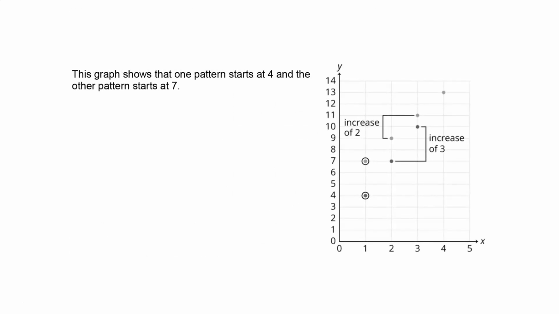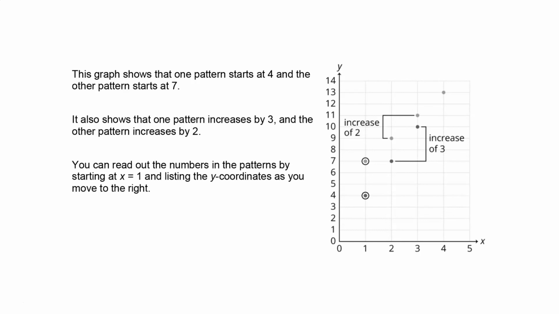This graph shows that one pattern starts at 4 and the other pattern starts at 7. It also shows that one pattern increases by 3 and the other pattern increases by only 2. You can read out the numbers in the patterns by starting at x equals 1 and listing the y-coordinates as you move to the right. The patterns shown on this graph are 4, 7, 10, 13, and so on, and 7, 9, 11, 13, and so on. Where you see the two graphs have the same value, that indicates that the two lines would actually be meeting if you connected all the points.